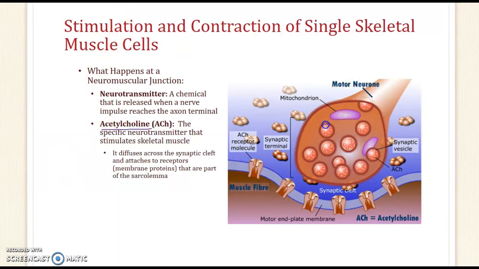So if you look over here, here's your neuron, your axon terminal. You can see all these little bubbles in here. Those are vesicles filled with the acetylcholine. And what happens is when we want a contraction to start, the axon terminal releases these vesicles out into the synaptic cleft. So we basically have all this acetylcholine now going into the synaptic cleft, and it's going to bind with these little receptors here on your sarcolemma of the muscle.